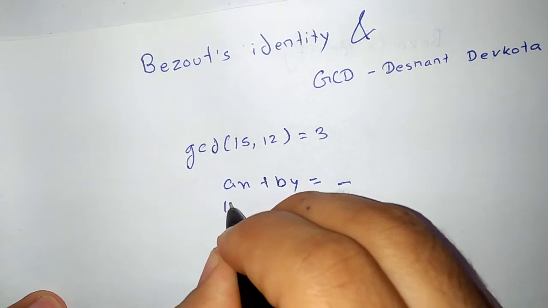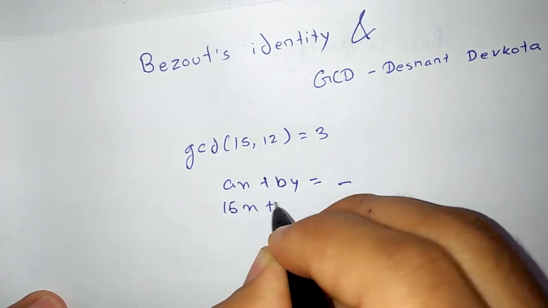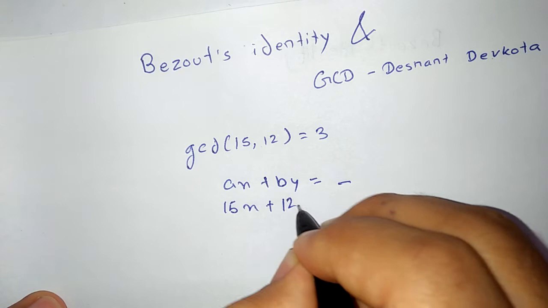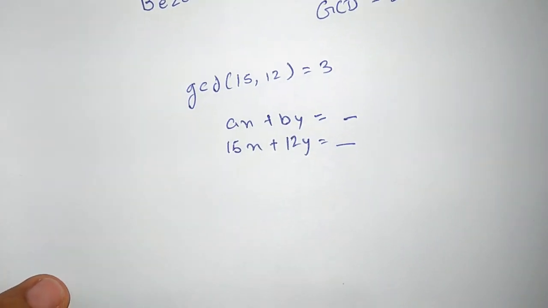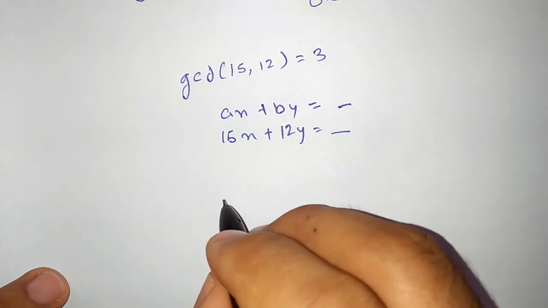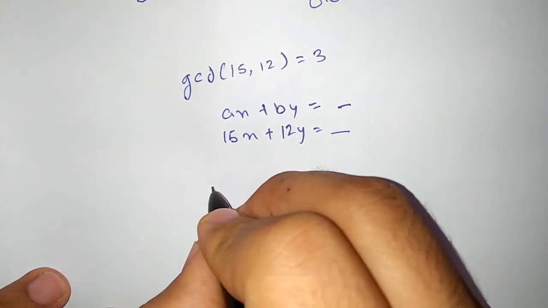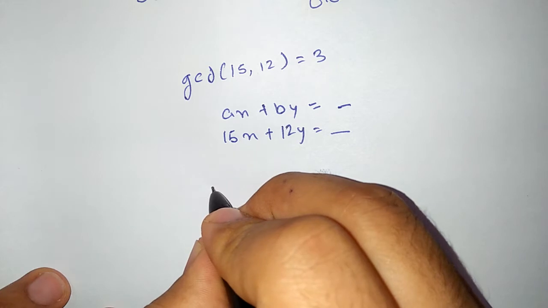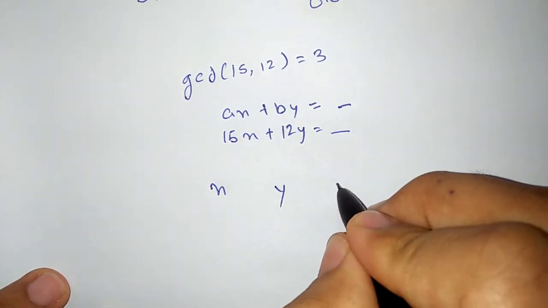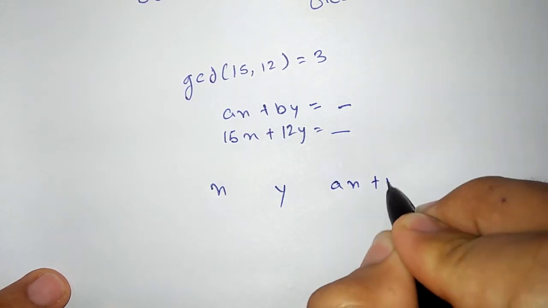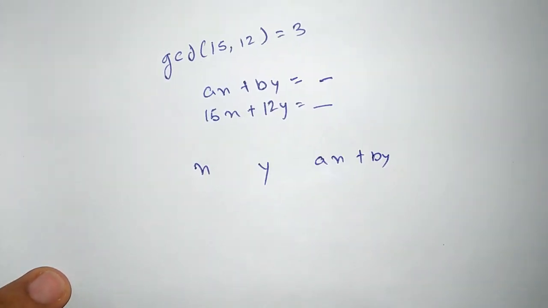So A is 15 and B is 12. All the possible values for X and Y, let's take them, and that will give us linear combinations of these two numbers. So I think I said all, but I meant to say most or some.